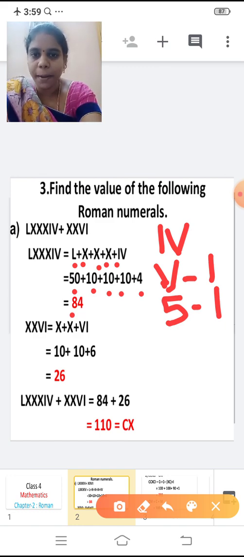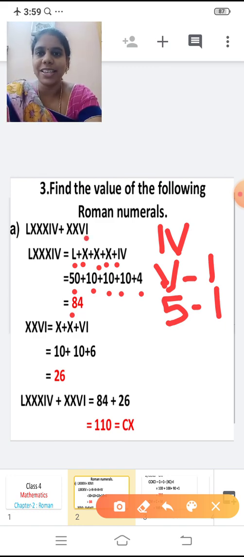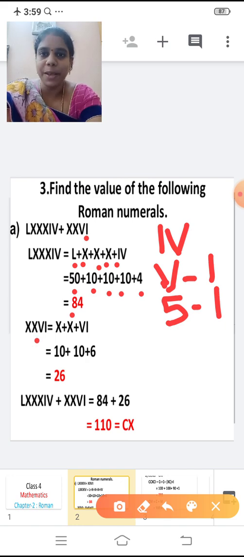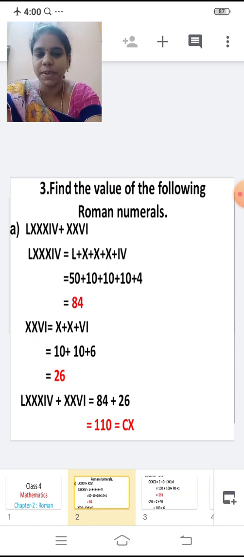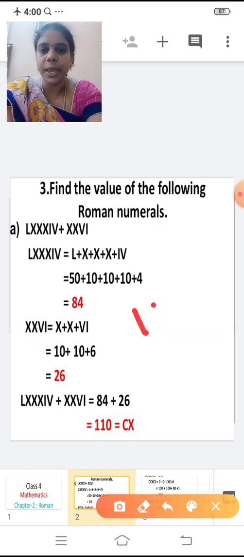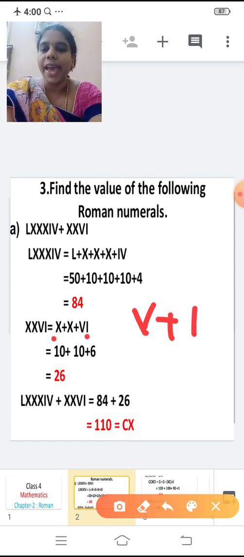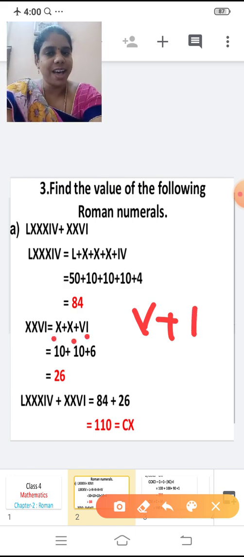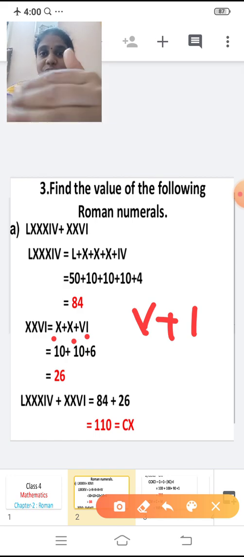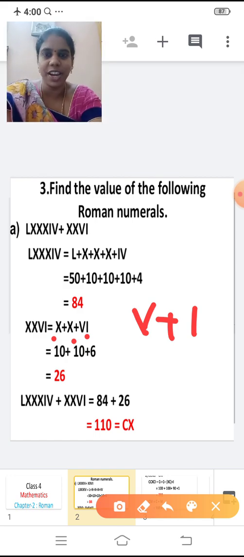Next one. Take the next one: XXVI. Shall we write? X plus X plus, V plus I. You can write it like this also. If the smaller one is placed after the larger one, you can add that, right? So VI is V plus I.